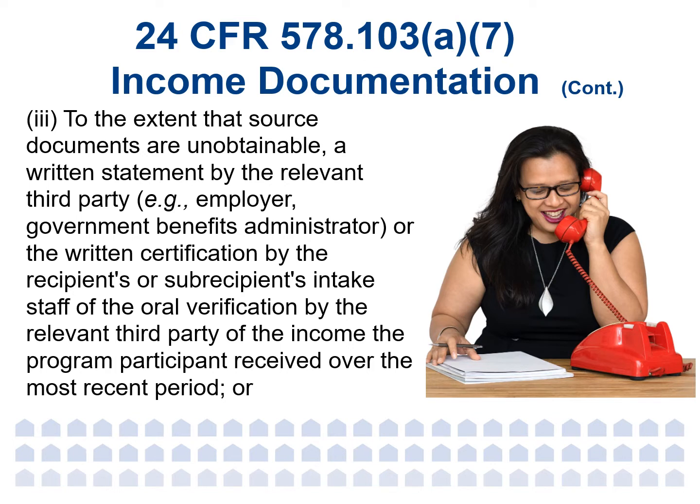For example, if an employer verifies that the participant makes $12 an hour, but does not provide the typical number of hours worked, you then don't have enough documented information to calculate the participant's income, and you'll need to attempt to get verification from the employer of the hours worked.